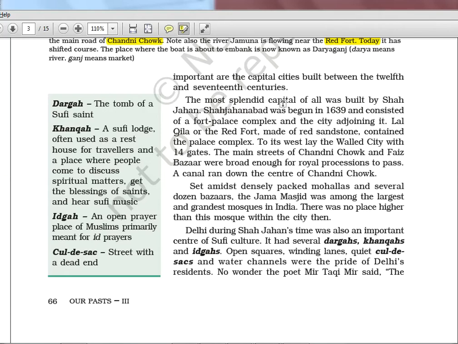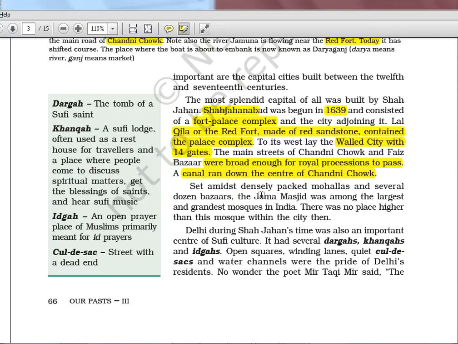The most splendid capital of all was built by Shah Jahan. Shahjahanabad began in 1639 and consisted of a fort palace complex and the city adjoining it. Lal Qila or the Red Fort, made of red sandstone, contained the palace complex. So it was kind of a center. To its west lay the walled city with 14 gates. The main streets of Chandni Chowk and Faiz Bazaar were broad enough for royal processions to pass. So these were all taken into consideration while building it. A canal ran down the center of Chandni Chowk.